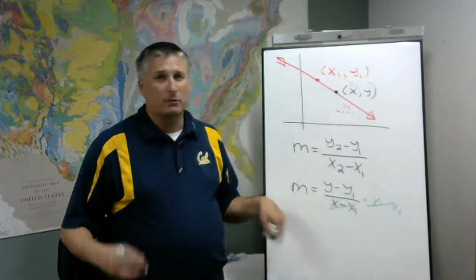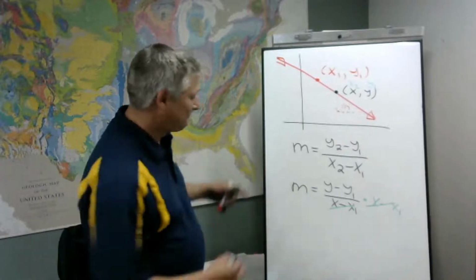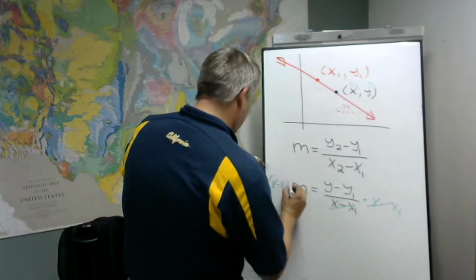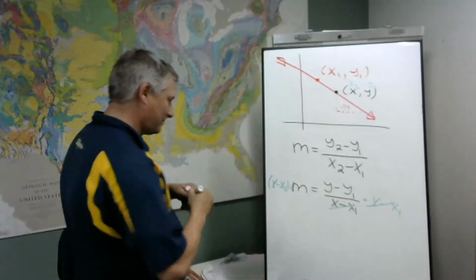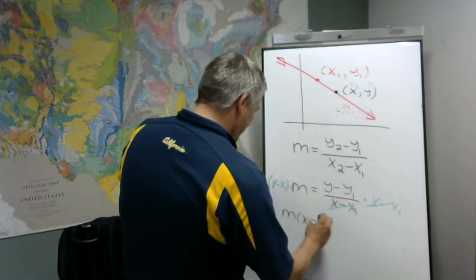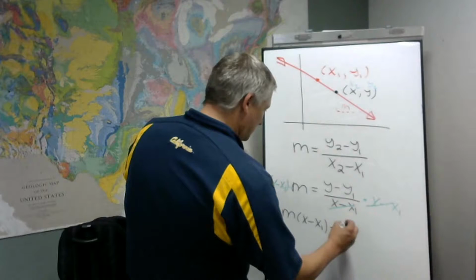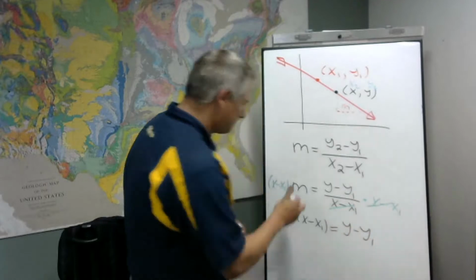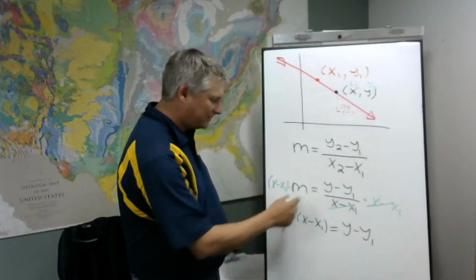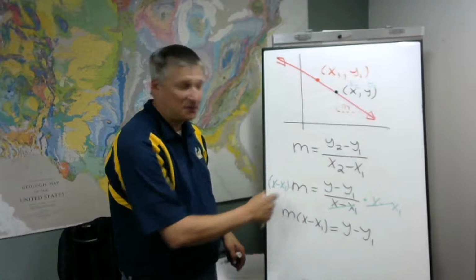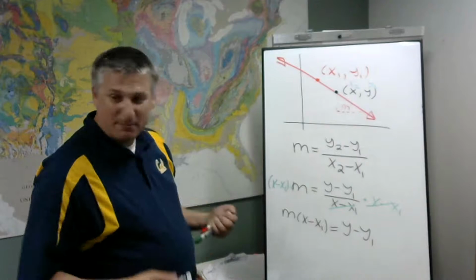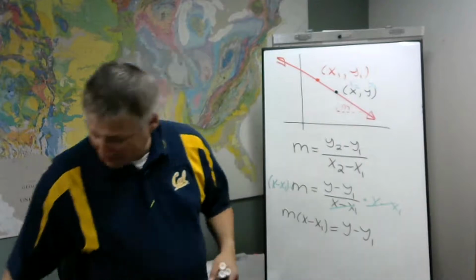But because of this equal sign, what we do to one side, we have to do to the other. So I'm going to rewrite this as m times (x minus x1) equals y minus y1. With multiplication, order doesn't matter. So this times that is the same as that times this. So I have that times this. And we typically write this in a slightly different form.